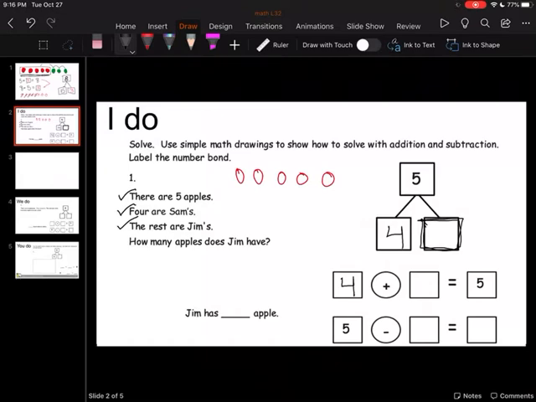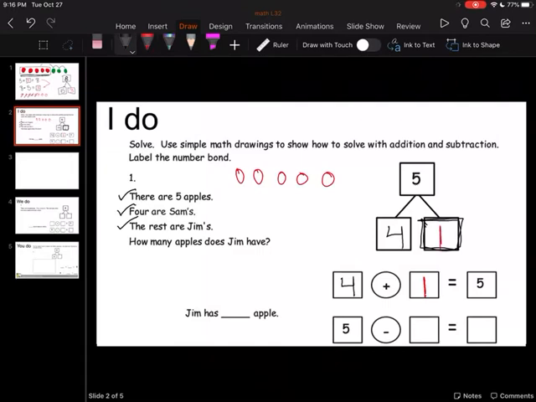4, 5. We only had to add once. So how many apples does Jim have? 4 plus what equals 5? 1. Great job. All right, now let's use our picture to help us solve this problem too.